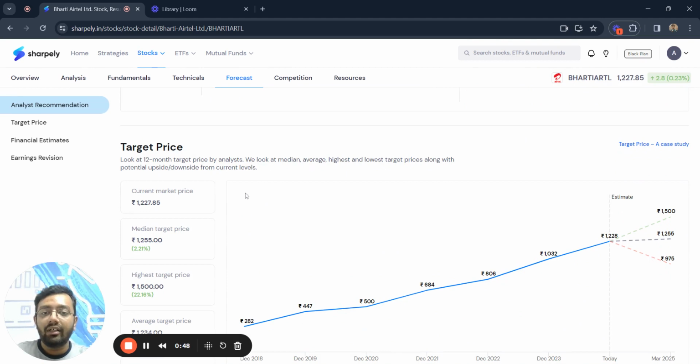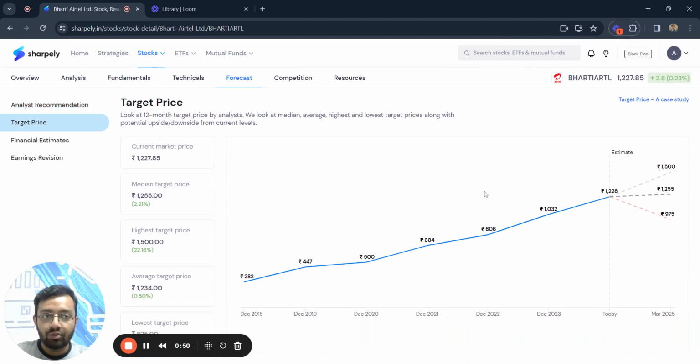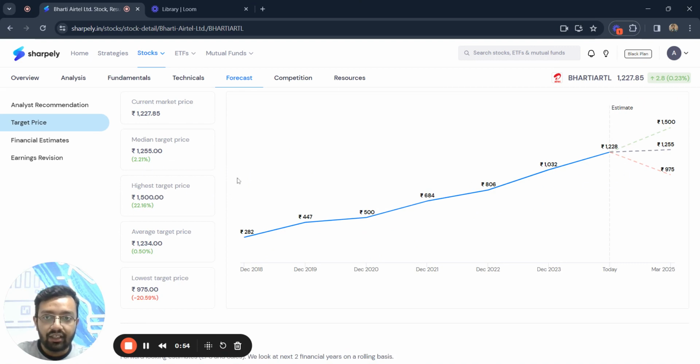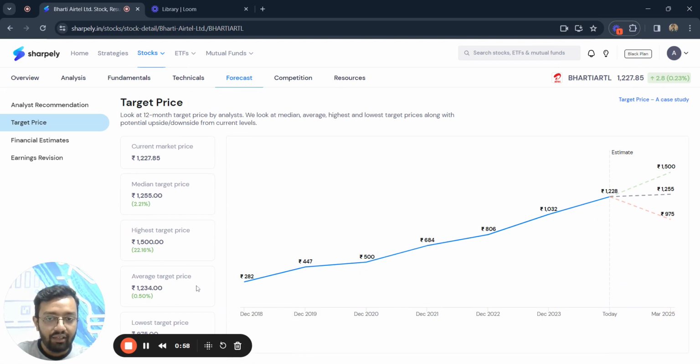The second part is the target price, where we show the current market price along with the median target price, highest target price, average, and lowest target price. And we also show the same in graphical format. So the highest target price is 1500, the median is 1255, and the lowest target price is 975.